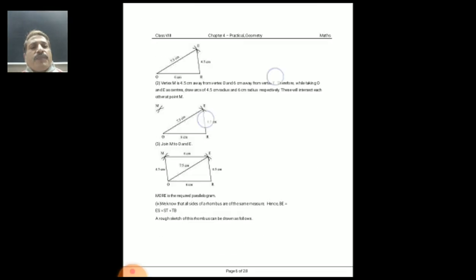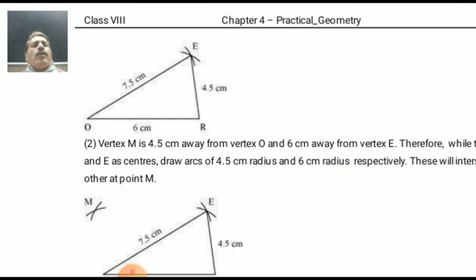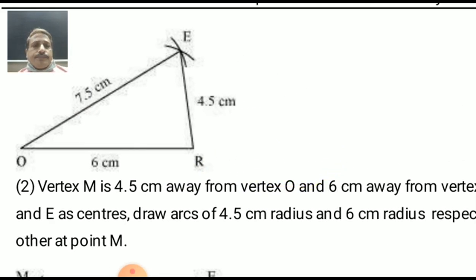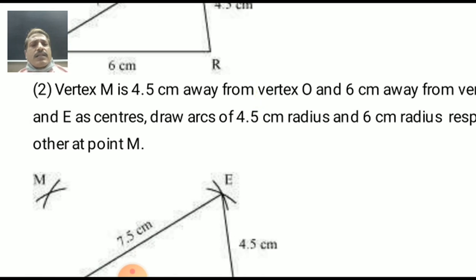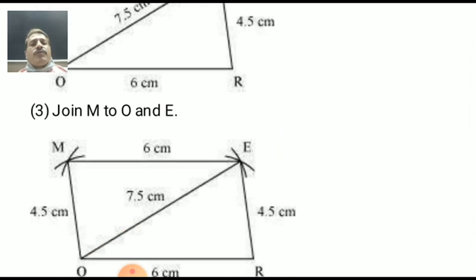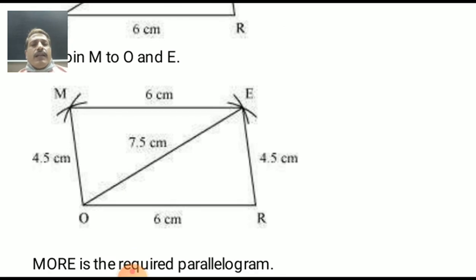We can repeat the steps. First triangle ERO or ORE. With the given measurements, you have a triangle. Now look here, second one: point M. We can draw point M from O and E. Good. Now see, our quadrilateral is ready. MORE, you can start from anywhere, but you can read it in any direction.